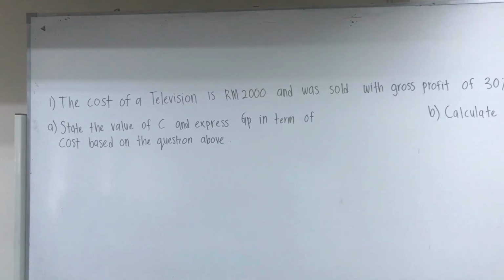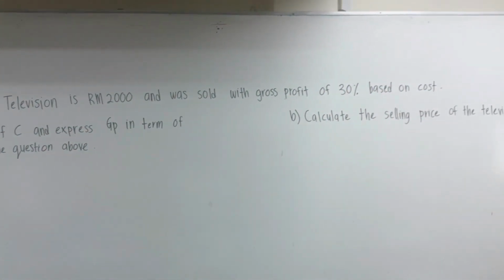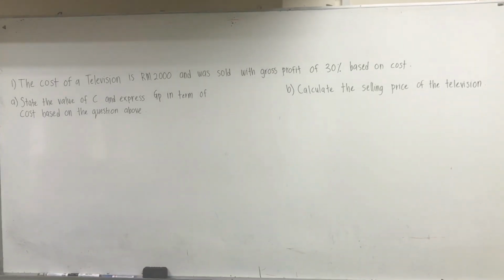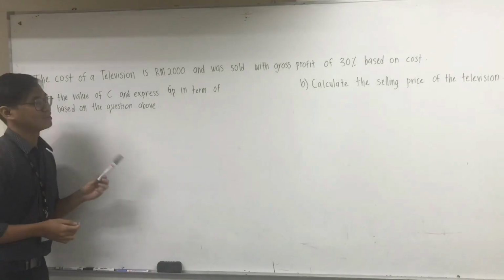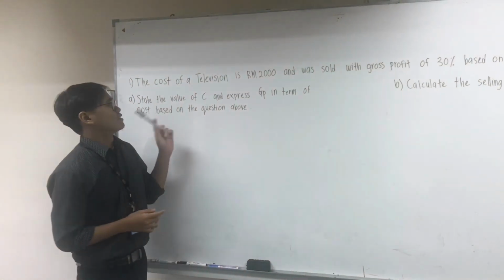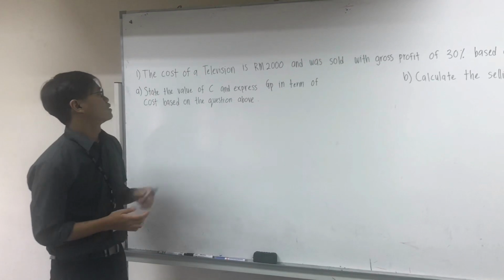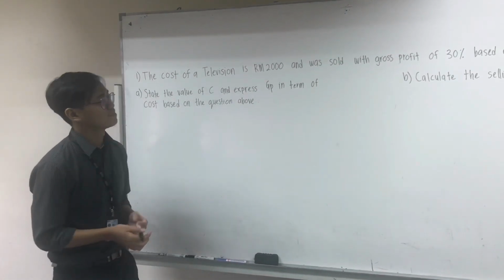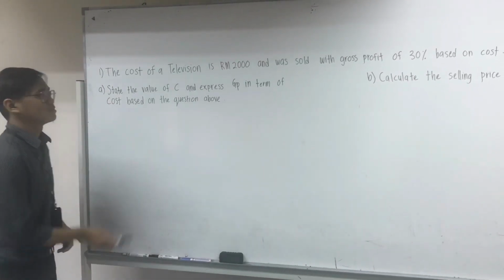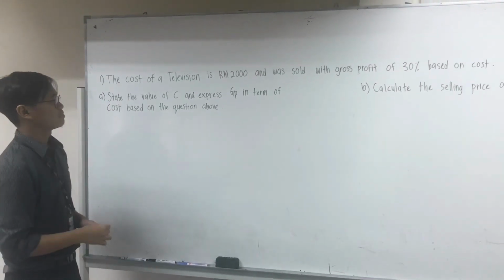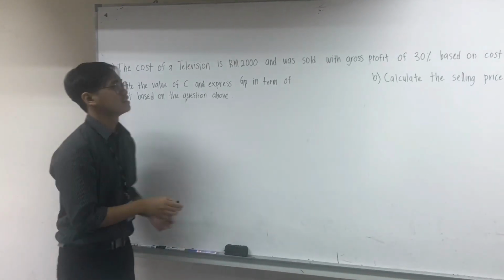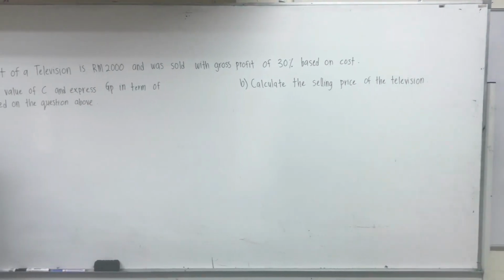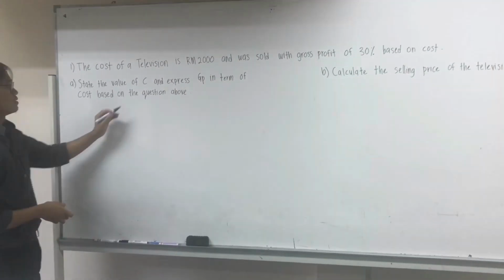This is an example for 5.5 retailing mathematics. The question is the cost of a television is RM2000 and was sold with a gross profit of 30% based on cost. They have two questions. Question A is to state the value of C and express GP in terms of cost based on the question above. B. Calculate the selling price of the television. First, we have to solve question A.